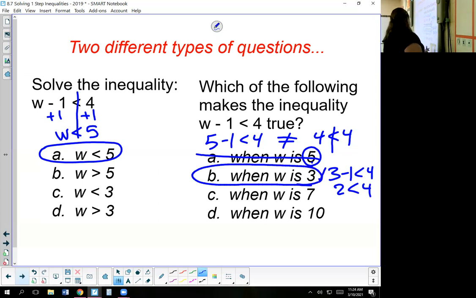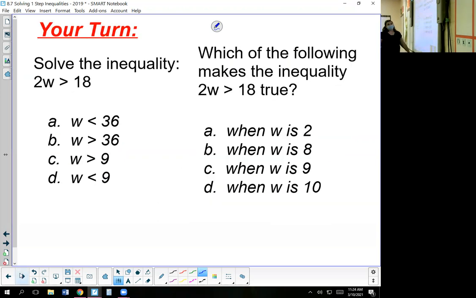Then you can continue on. I don't know if this is more than 1. Nope. If 5 doesn't work, then 7 and 10 doesn't work. So that's the answer there. Then I had this one as practice. So if you want to pause the video, see if you can pick out the right ones for these.